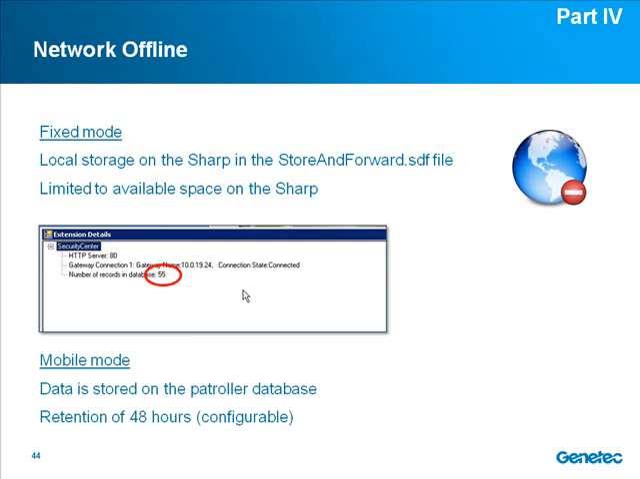On the mobile system, the data is being stored on the Patroller database. By default, we have set this to a 48-hour retention period, but this is configurable so you can change it if you like. Once the system reconnects to the Security Center system, it should transfer the information over.